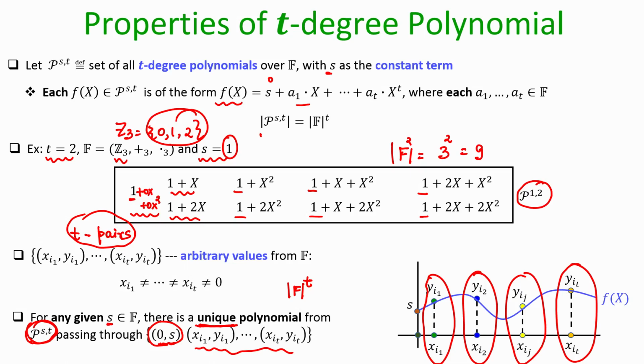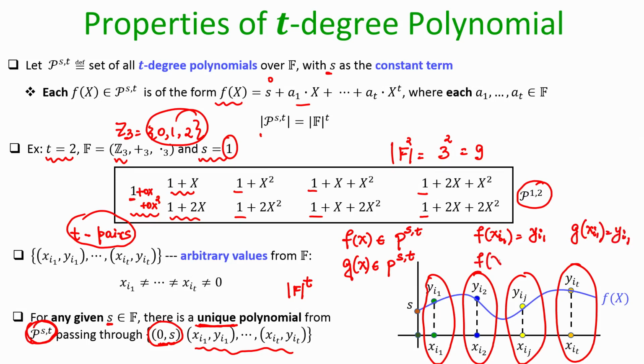You cannot have a polynomial f of x belonging to this set P of s comma t as well as g of x also belonging to P of s comma t, such that f of x sub i1 is equal to y sub i1 and g of x sub i1 is also y sub i1, and like that f of x sub it is equal to y sub it and g of x sub it is equal to y sub it.